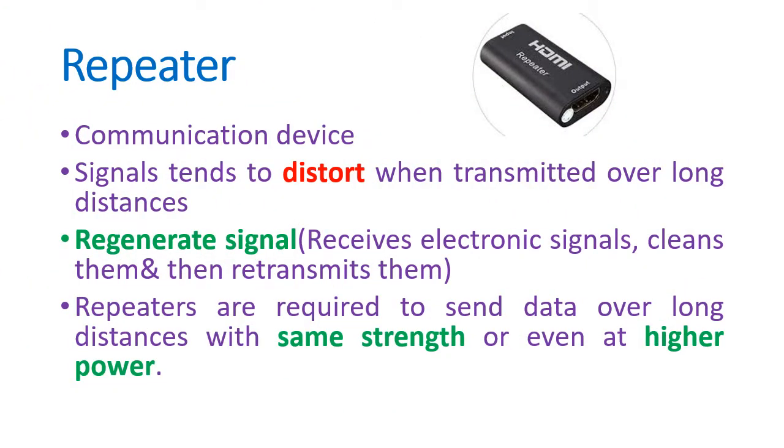The next device which we have to study is the repeater. When data signals are sent over a long distance, they tend to distort. So definitely they must be regenerated. That means the signals received by this repeater must be cleaned, and then retransmitted to the path which they have to go. If repeaters are there in our network, they will help our data transmit over a long distance with the same strength or even at higher power.